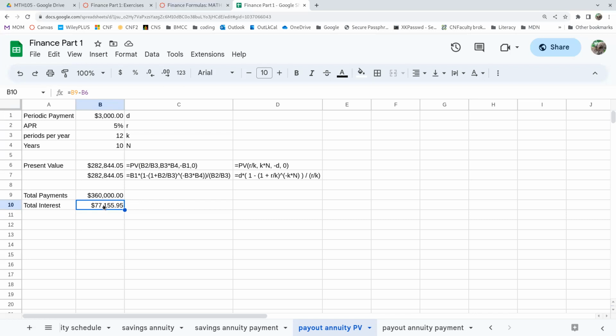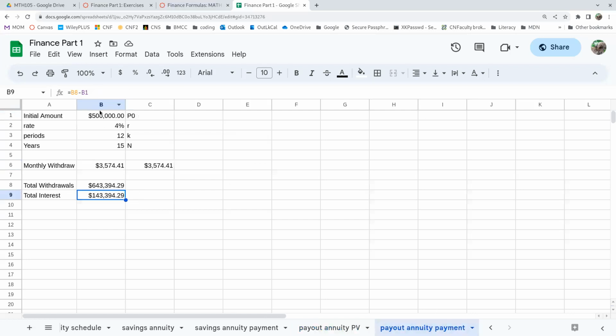Okay, so again, this is what's called a payout annuity, and there's two versions of the payout annuity. If you know the payment you want to receive, how much money do you need to start with? And the other version is if you know what you have to start with and you know how long you're going to do it for and the interest rate, then how much you get to take each month.